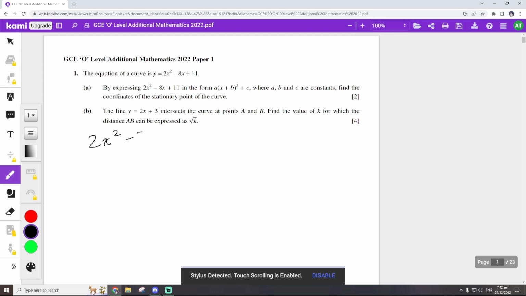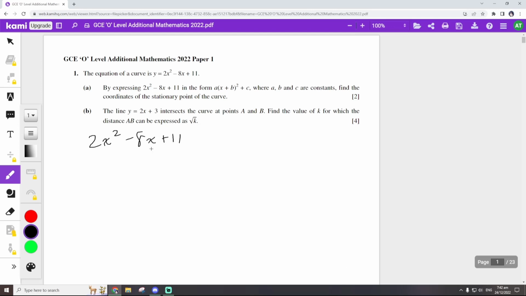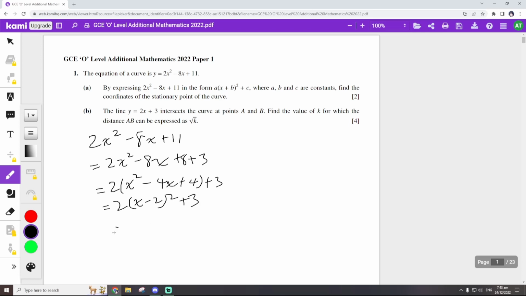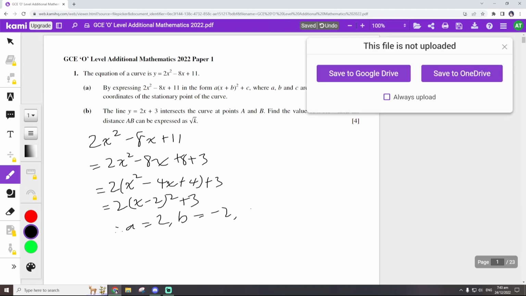2x squared minus 8x plus 11. This is 2x squared minus 8x plus 8 plus 3, which is 2, factor out the 2, x squared minus 4x plus 4, plus 3, which is 2 times (x minus 2) squared plus 3. So therefore a equals 2, b equals negative 2, and c equals 3.